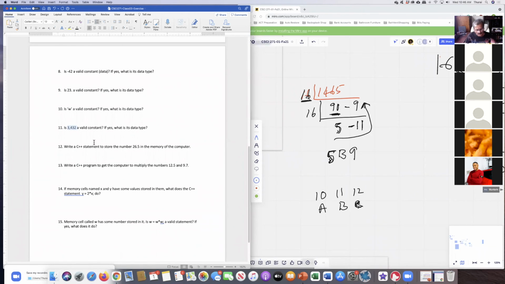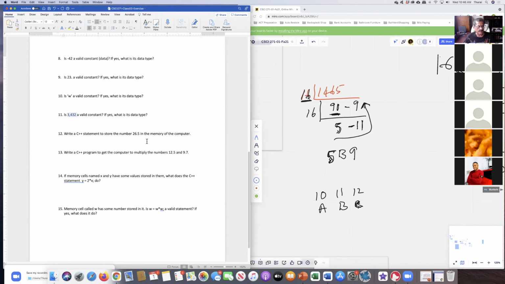Right, no comma or any character except minus. Minus can be in the front. Minus cannot be anywhere else. Other than that, a decimal point is the only character you can have. All right, thank you.